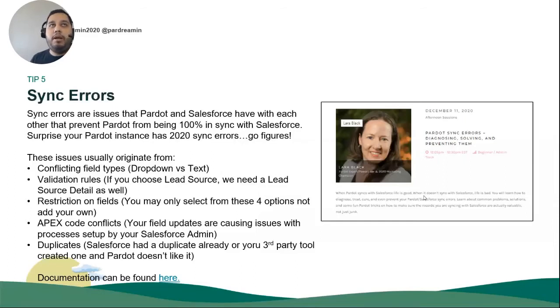So sync errors are issues between Salesforce and Pardot that essentially prevent Pardot from being 100% in sync with Salesforce. Most of these errors originate from Salesforce, from the sync going back and forth. And you go and you check. You would go to the admin tab, then to connectors, and then on the salesforce.com row, there's a little gear, and you would press that, and you notice that you have 2020 sync errors.